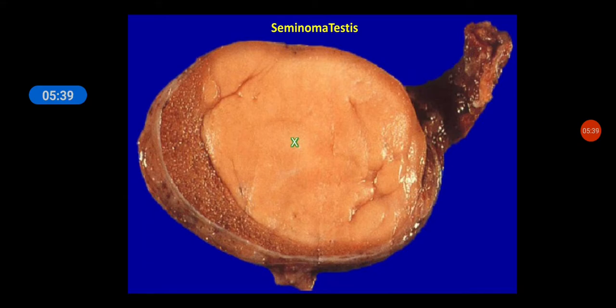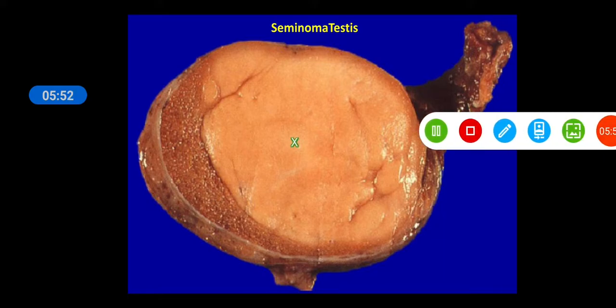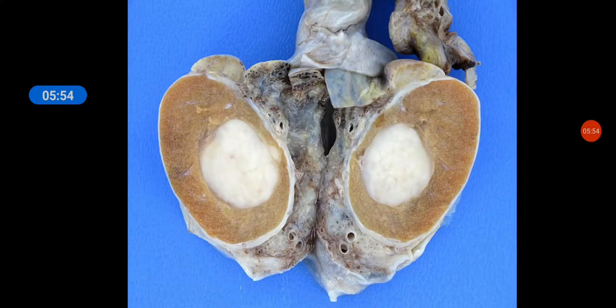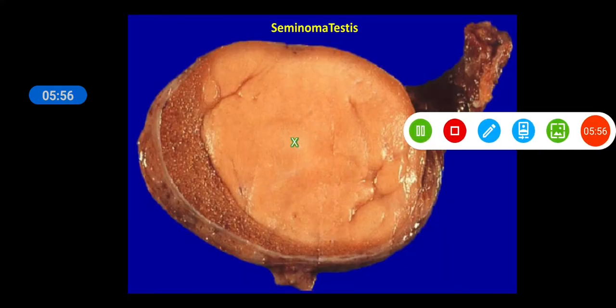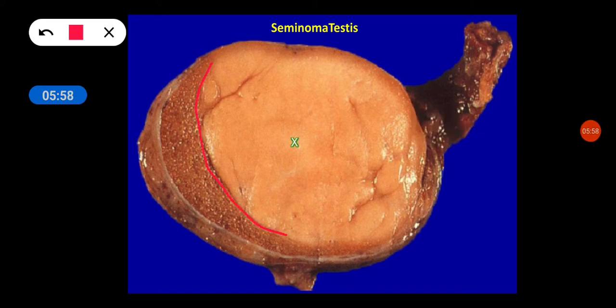Okay, so this is the cut section which you're seeing. You can see that there is a homogeneous, uniformly gray-white appearance. And if you can appreciate, there is a sharp demarcation. This is the sharp demarcation from the normal testis. So this side, on the left side, you have the normal testis. Okay, so that is how you will describe seminoma, right?